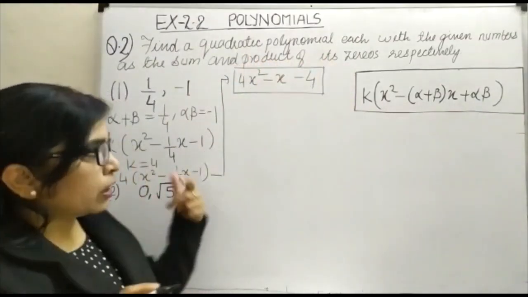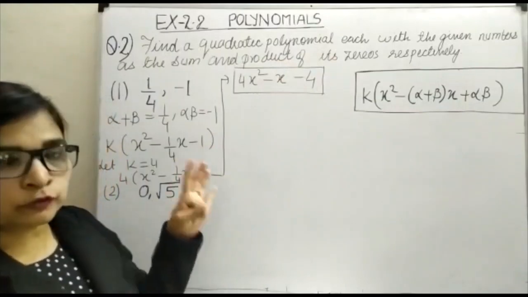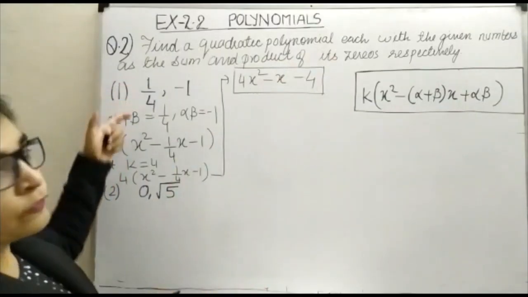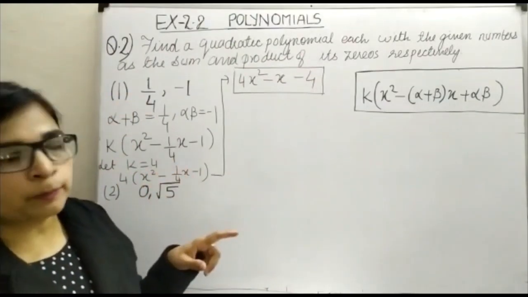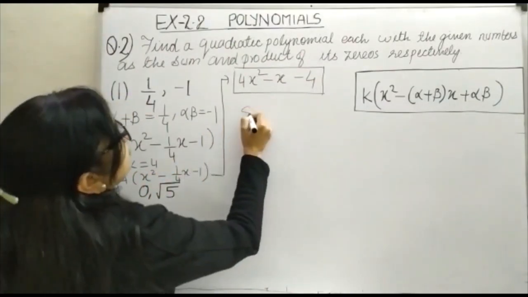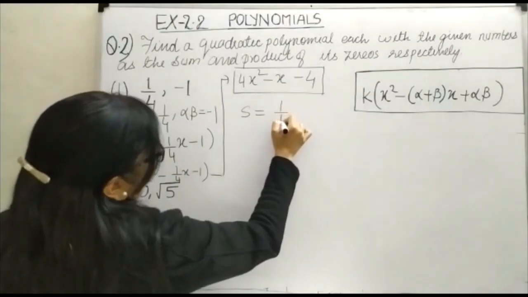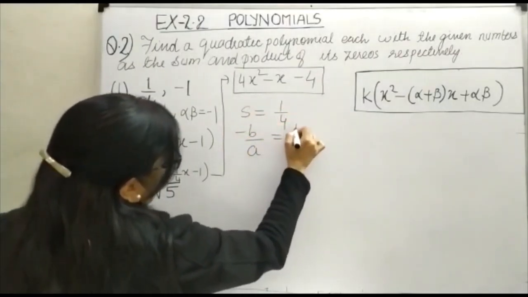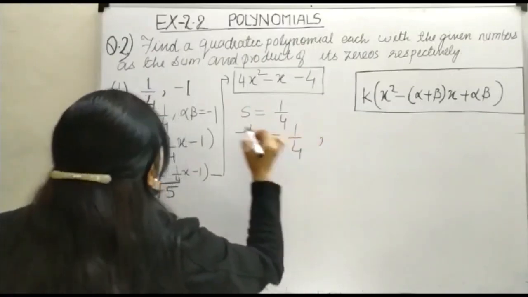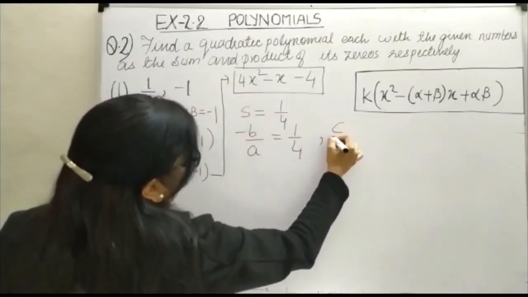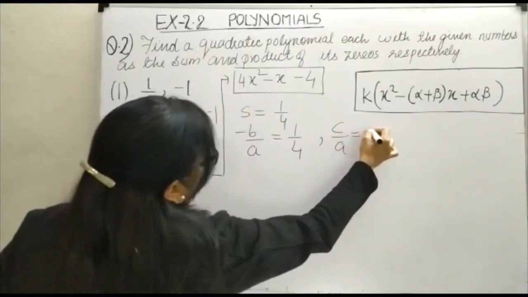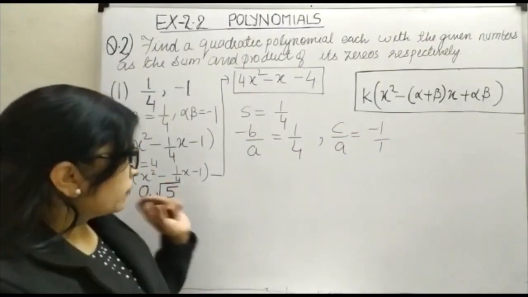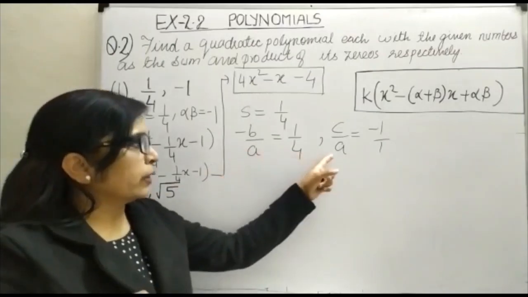If you want to avoid this formula, then there is another method in which you can do it. Here, 1 upon 4 is minus b upon a. You can see here the sum is equal to 1 upon 4, so minus b upon a is equal to 1 upon 4, and c upon a is given as minus 1. So minus 1 can be written as 1 upon 1. Here the value of a is 4 and here it is 1.